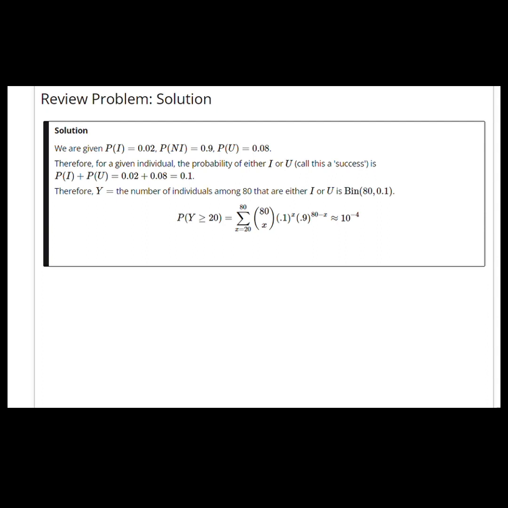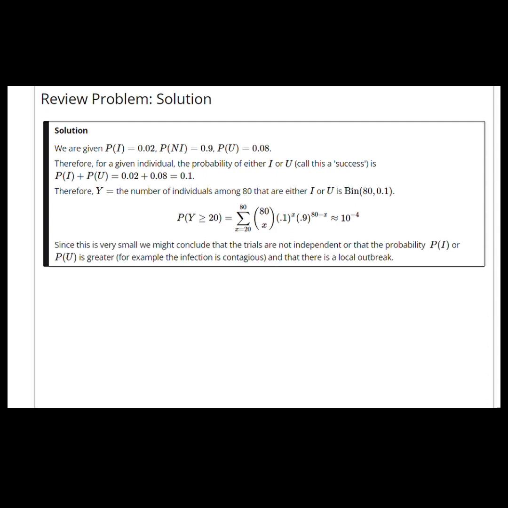So what do we conclude if these tests discovered 20 people in a group of 80 that are either I or U? Because this probability is very small, we might conclude that the trials are not independent of one another, or that those probabilities, P of I and P of U, are greater than quoted above. A lack of independence would occur, for example, if the infection were contagious and there was a local outbreak of the disease or the infection.